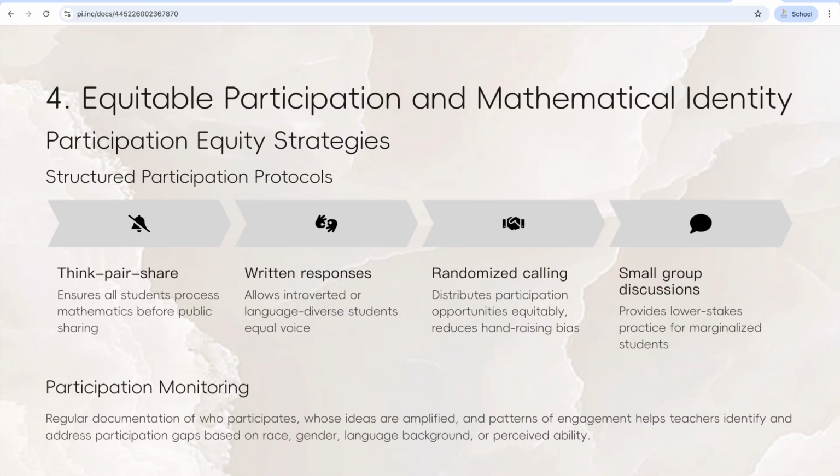I also focused on equitable participation by intentionally giving every student opportunities to contribute. Instead of relying only on volunteers, I used partner discussions, turn and talks, small group collaboration, and questioning strategies that encourage all students to participate. This created a more student-centered environment where students learned from one another and saw that there are multiple ways to solve mathematical problems.